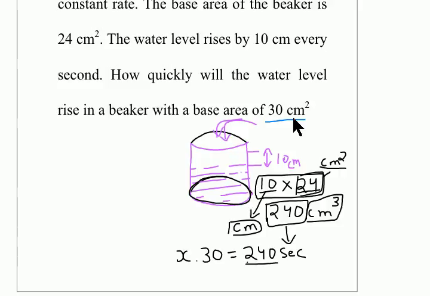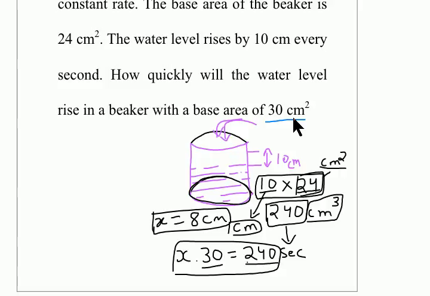Because the volume coming in remains constant and the base area increases, it's likely that it will rise less than before, so less than 10 centimeters. So now we simply have x into 30 is equal to 240, which basically means x is 240 by 30, which is 8 centimeters. So that's your answer.